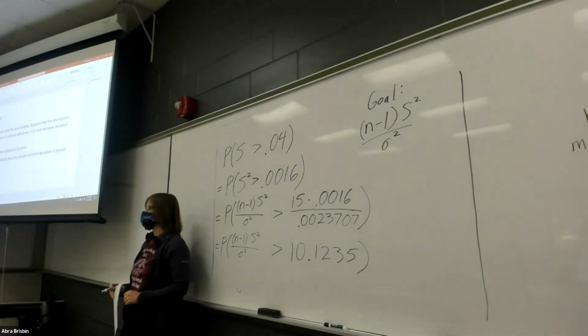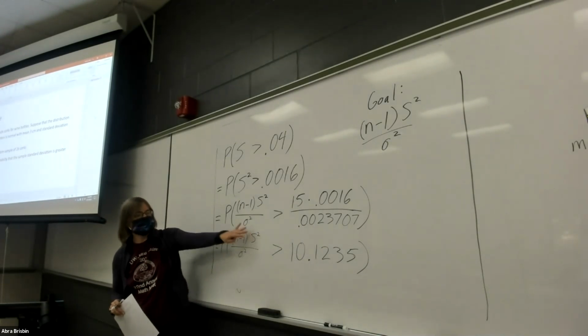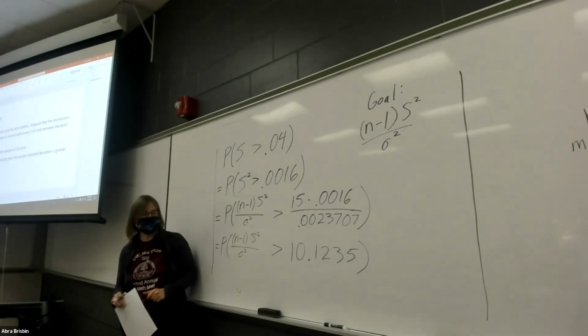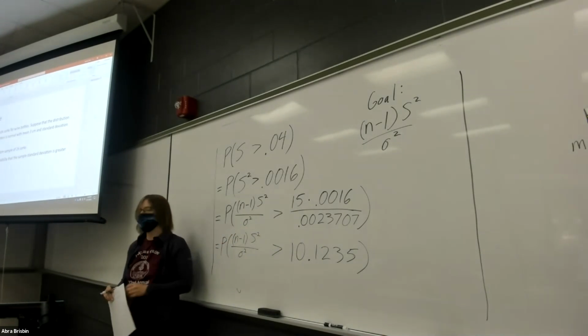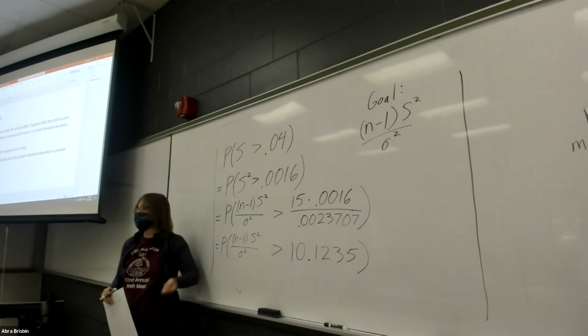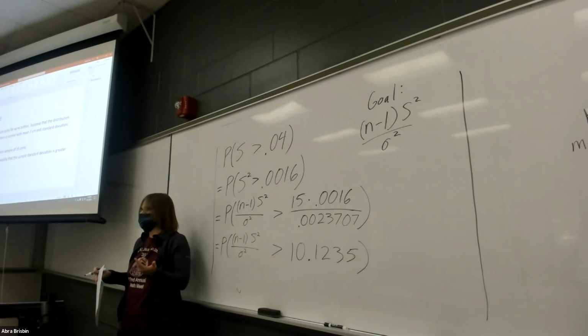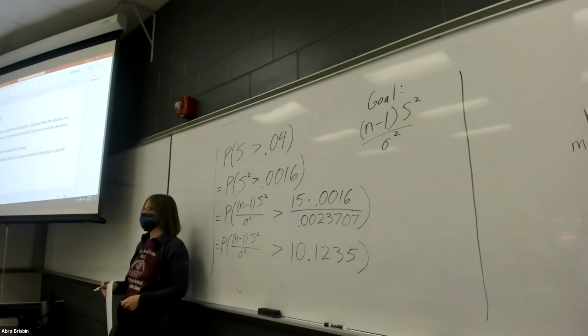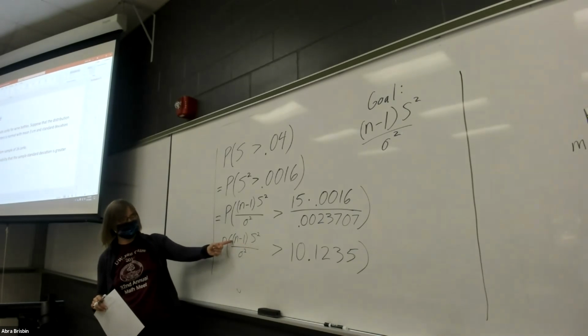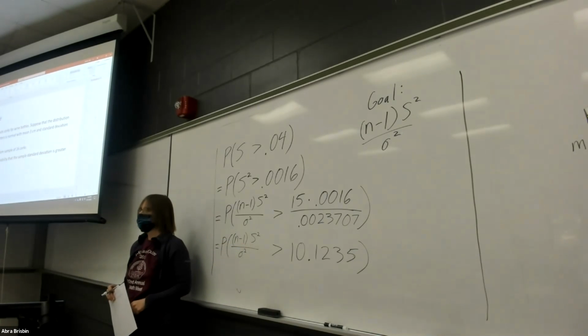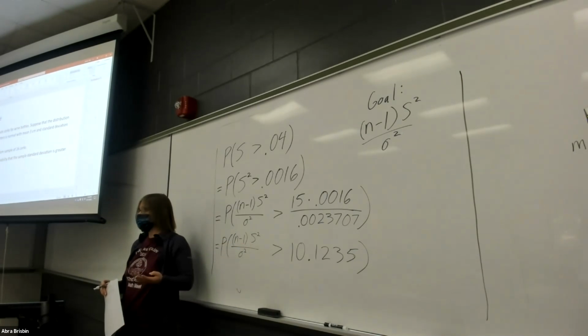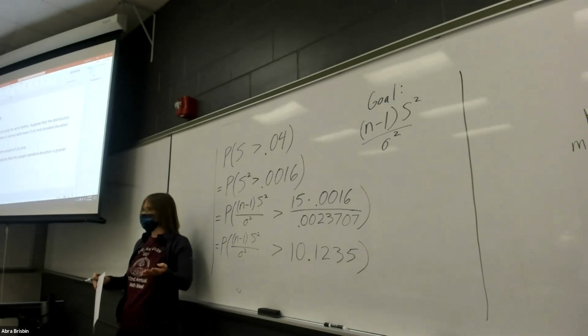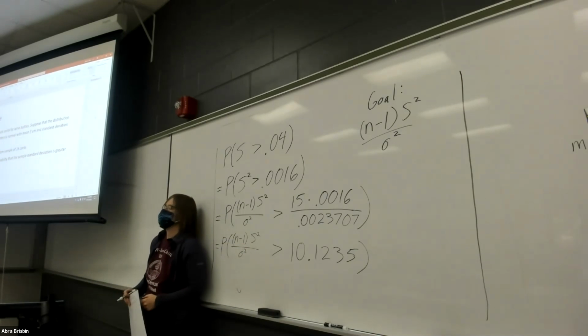All right, so this left-hand side of the inequality, n-1 s squared over sigma squared, that is a statistic. It's a formula based on a sample, so based on the sample standard deviation and known constants, n and sigma. So because it's a statistic, it's a random variable, so it has a distribution. What distribution does it have?